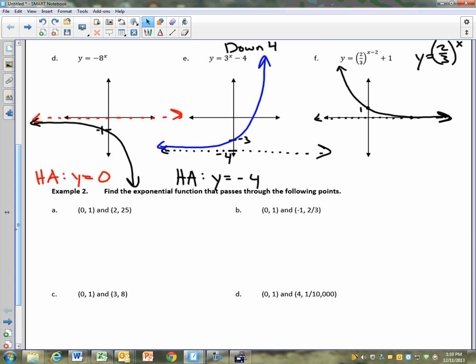So let's think about the transformations. What does the plus 1 do to it? Up 1. What does the x minus 2 do to it? 2 to the right. So if I move up 1, does that change the horizontal asymptote? Yeah. So the horizontal asymptote is going to be y equals positive 1. That will be my new asymptote.